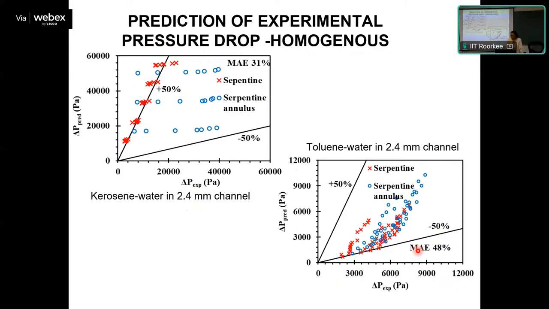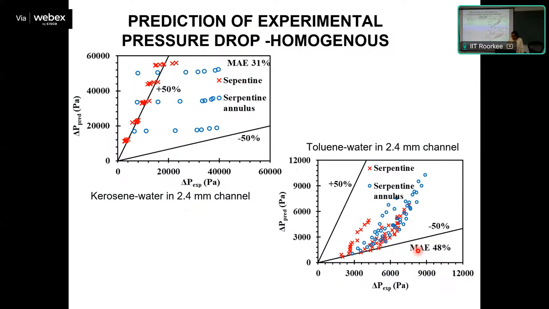But is it working fine for miniature geometries also? This we have checked and we have observed, no. You can see the error we got with the experimental pressure drop. We got over 50% error with the homogeneous model when trying to model droplet dispersed flow. This is the kind of error we encountered.